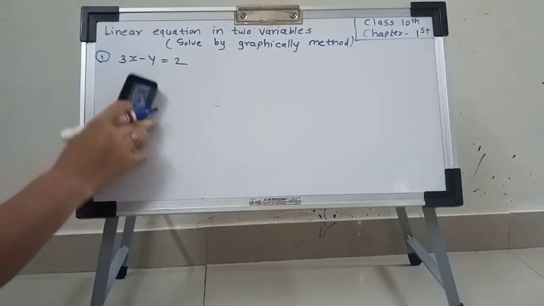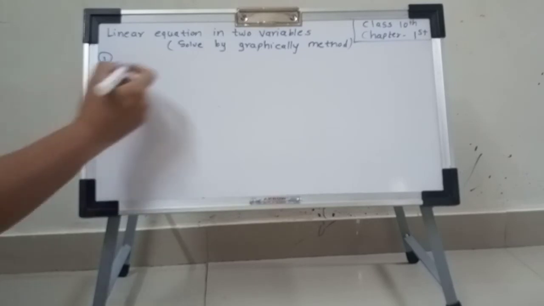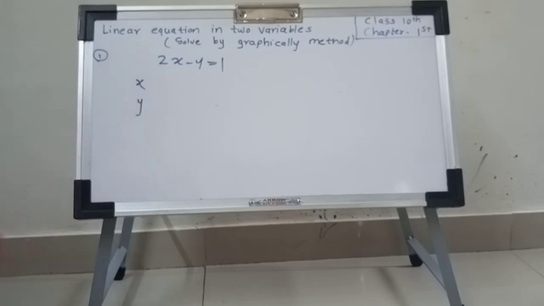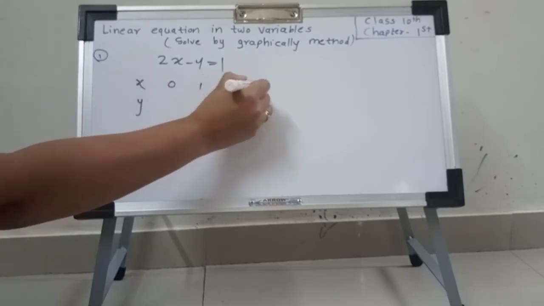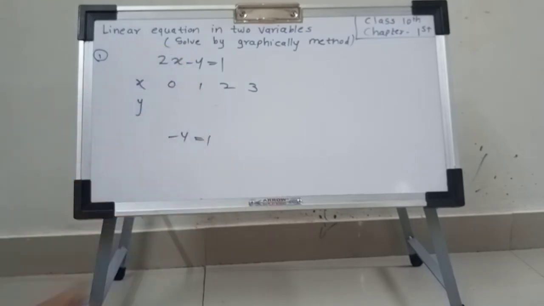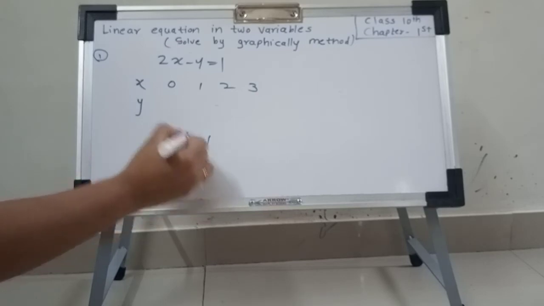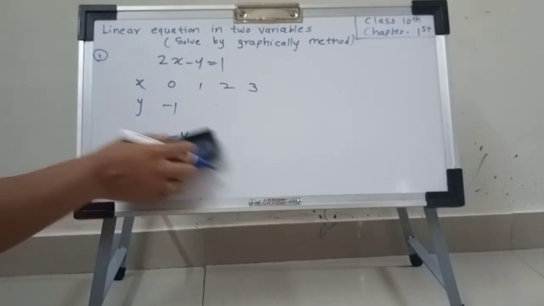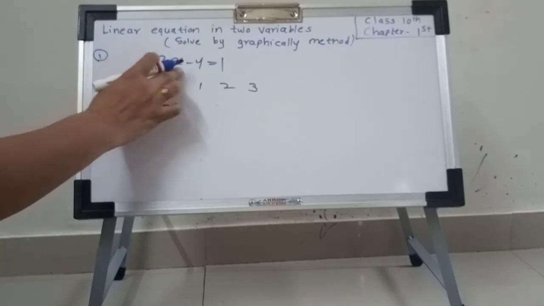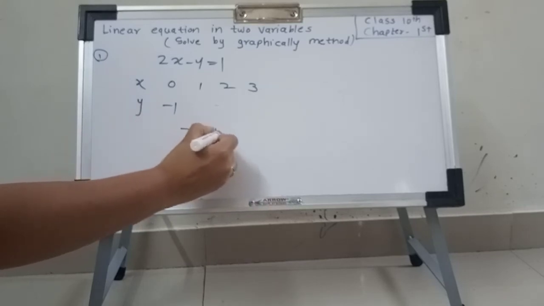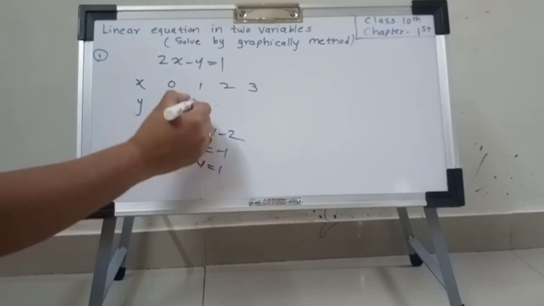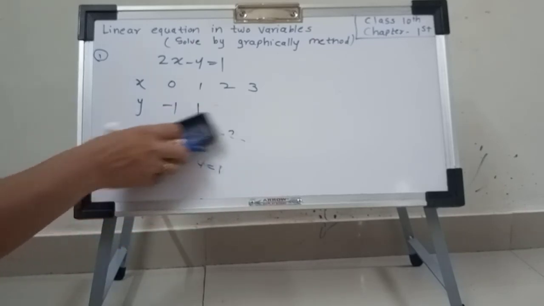Now we see the second equation. What is the second equation? 2x minus y is equal to 1. Take random values for x: 0, 1, 2, 3. When x is 0, this term is 0, minus y is equal to 1, means y is equal to minus 1. When x is 0, y is minus 1. When x is 1, 2 into 1, 2 minus y is equal to 1, minus y is equal to 1 minus 2, minus y is equal to minus 1, means y is equal to 1. When x is 1, y is also 1.